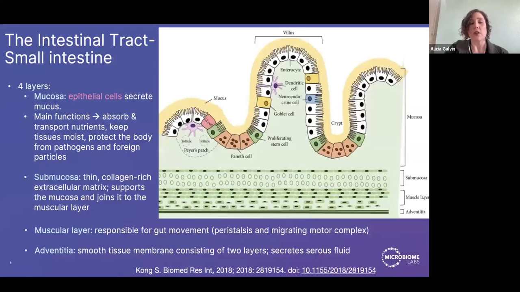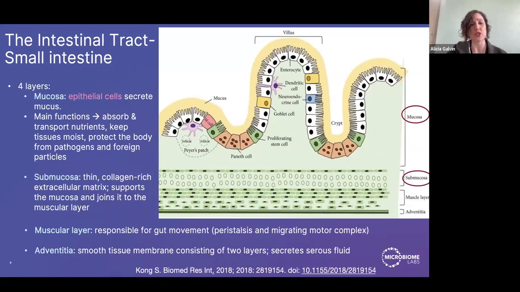If we break it down, we'll first talk about the intestinal tract regarding the small intestine. There are 4 layers to the small intestine. We have the mucosa, this larger area here, and that does include the epithelial cells. We're going to talk on the next slide more about the epithelial cells individually. The main function of the mucosa, the first part of the small intestine, is to absorb and transport nutrients and to protect the body from pathogens. We're going to talk about the Peyer's patches and some of the immune barrier systems that keep that in check.